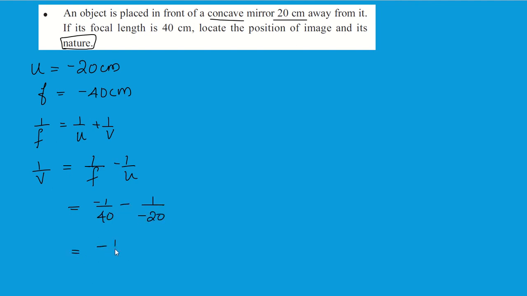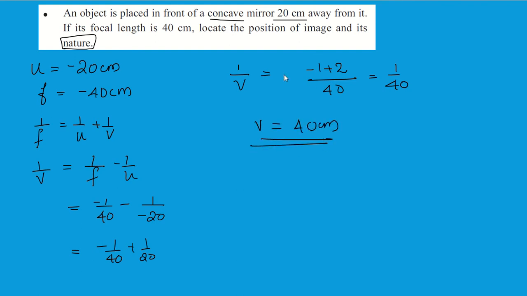So this is going to be minus 1 by 40 plus 1 by 20. So 1 by V, with 40 as the LCM, is going to be minus 1 plus 2, so it's going to be 1 by 40. So V is equal to 40 centimeter. I'm getting the value of image distance as positive.